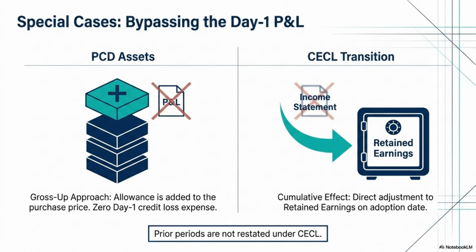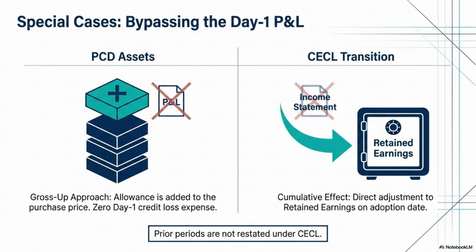2 special scenarios bypass the normal day 1 P&L hit. First, purchased credit deteriorated assets, or PCD assets. When you acquire a financial asset that already has credit deterioration, you use the gross-up approach. You add the expected credit loss allowance directly to the purchase price when recording the asset. The entry is debit loans receivable for the purchase price plus the allowance, credit cash for the purchase price paid, and credit allowance for credit losses for the allowance amount. There is no day 1 credit loss expense.